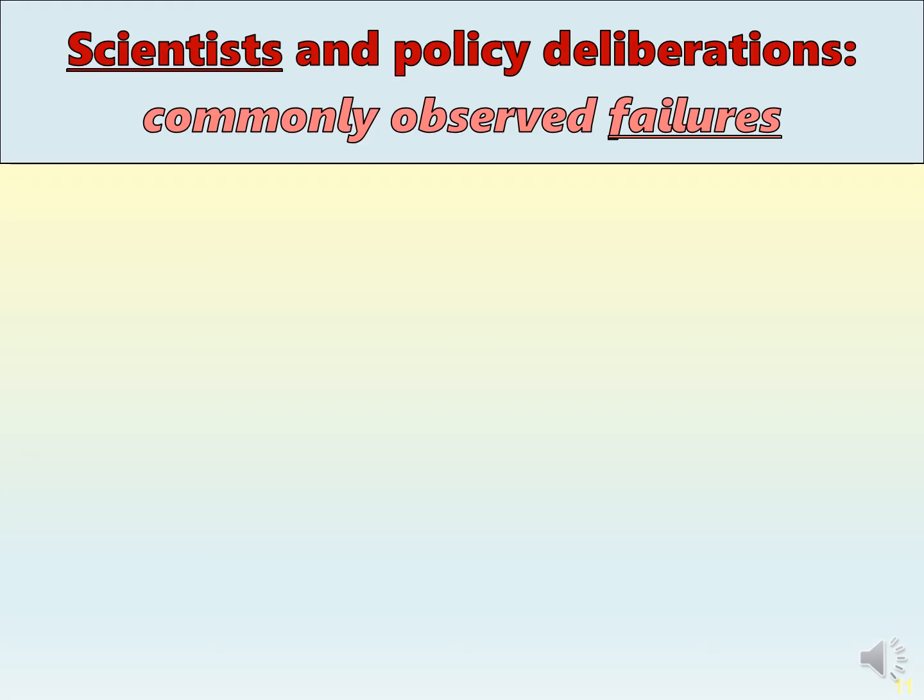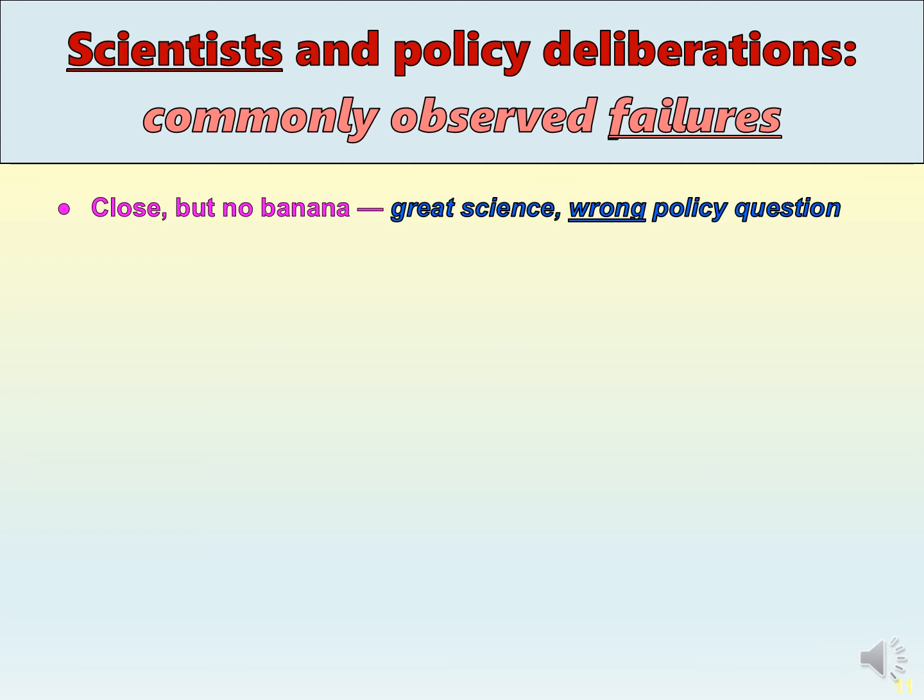All right, what are the commonly observed failures that I've seen over the years? First, a scientist presents information that's close to being relevant. It's great science, but it's not really the right policy question. Policymakers don't want to hear a download of all the science relative to the topic. They want to hear the science that's relevant to the policy question at hand.